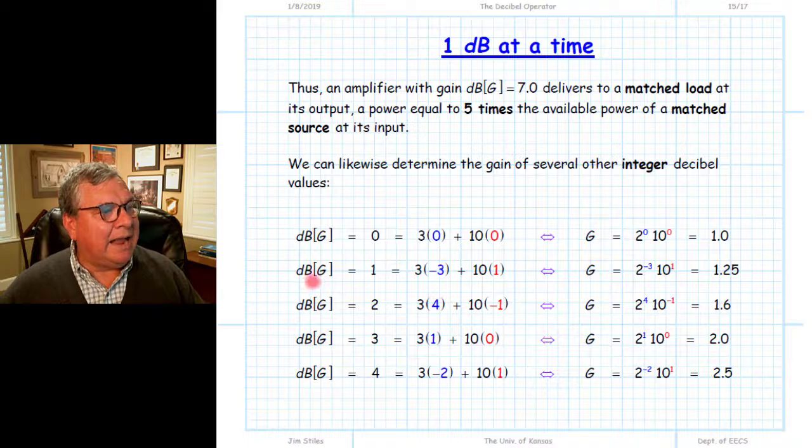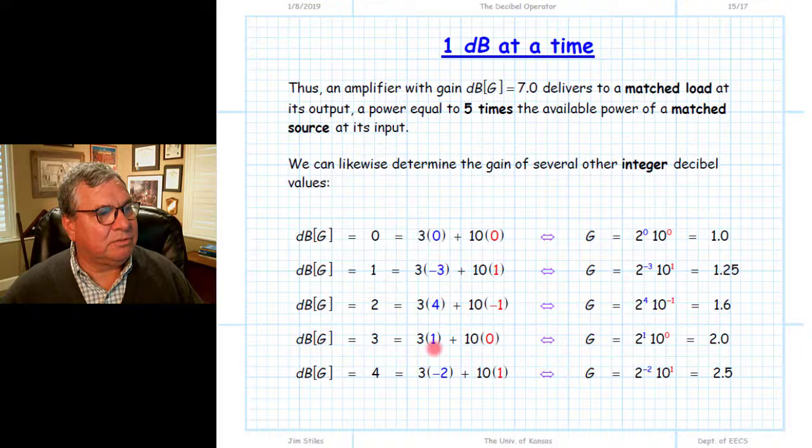For a gain of 1 dB, 1 can be written now as 10 minus 9. So we have 3 times minus 3 plus 10 times 1. So it takes maybe a little bit of thought to figure out the solution for m and n under these conditions. m is equal to minus 3, n is equal to 1. We insert that in here. We get 10 divided by 8, or 1.25. For a gain of 2 dB, that is going to be 12 minus 10 is equal to 2, and that would result in a gain of 1.6.